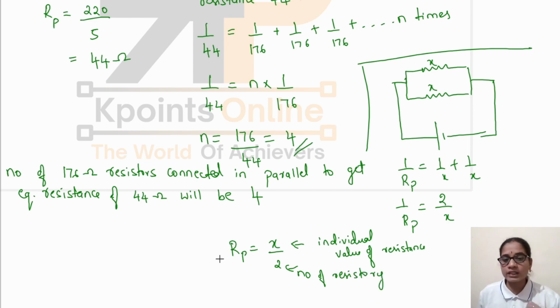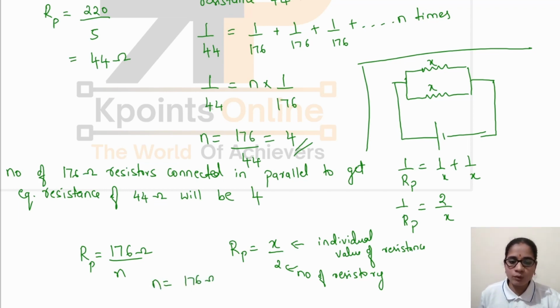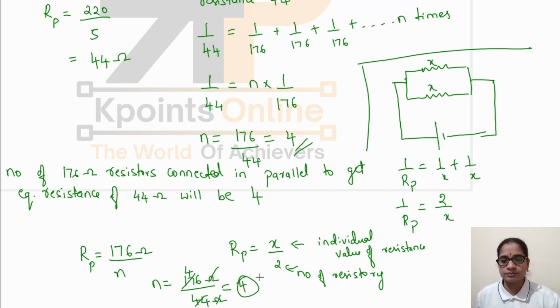So for this particular question we can apply this shortcut formula also. The equivalent resistance Rp is equal to the individual resistance, that is 176 ohm, upon the number of resistors that we don't know. So N will be equal to 176 ohm divided by Rp, the equivalent resistance, that is 44. We will get again the 4. This will get cancelled, and 44 4s are 176. So the number of resistors will be 4.